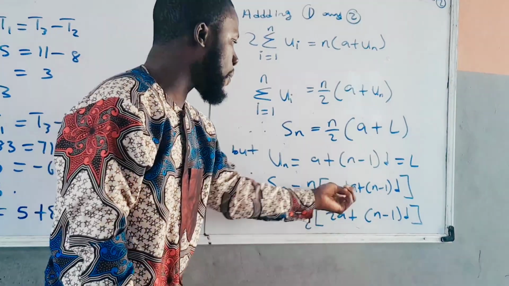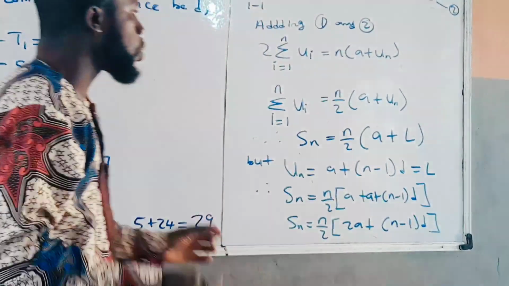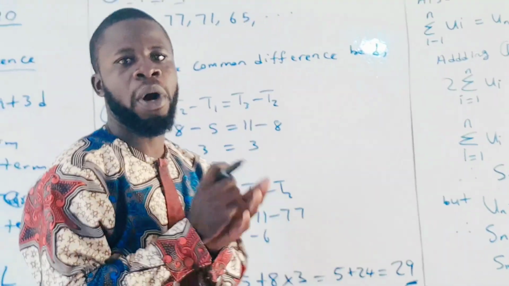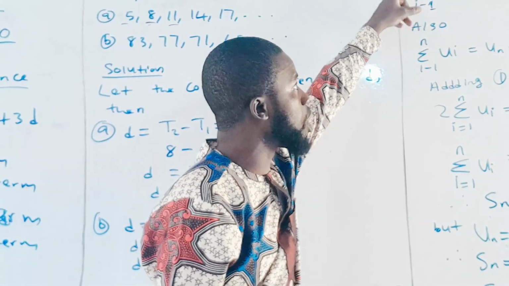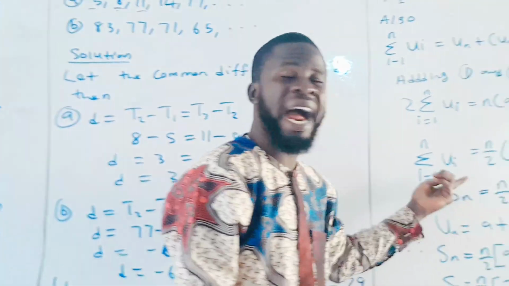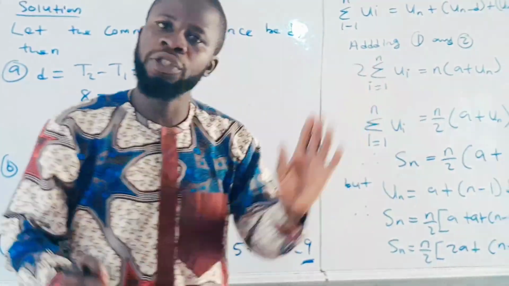By the time you have a plus a, that will give you 2a. You have n minus 1, then you have d. So anytime they ask you to find the sum of your sequence, which is your series, you use this for an arithmetic sequence. Let's say another one for geometric sequence.